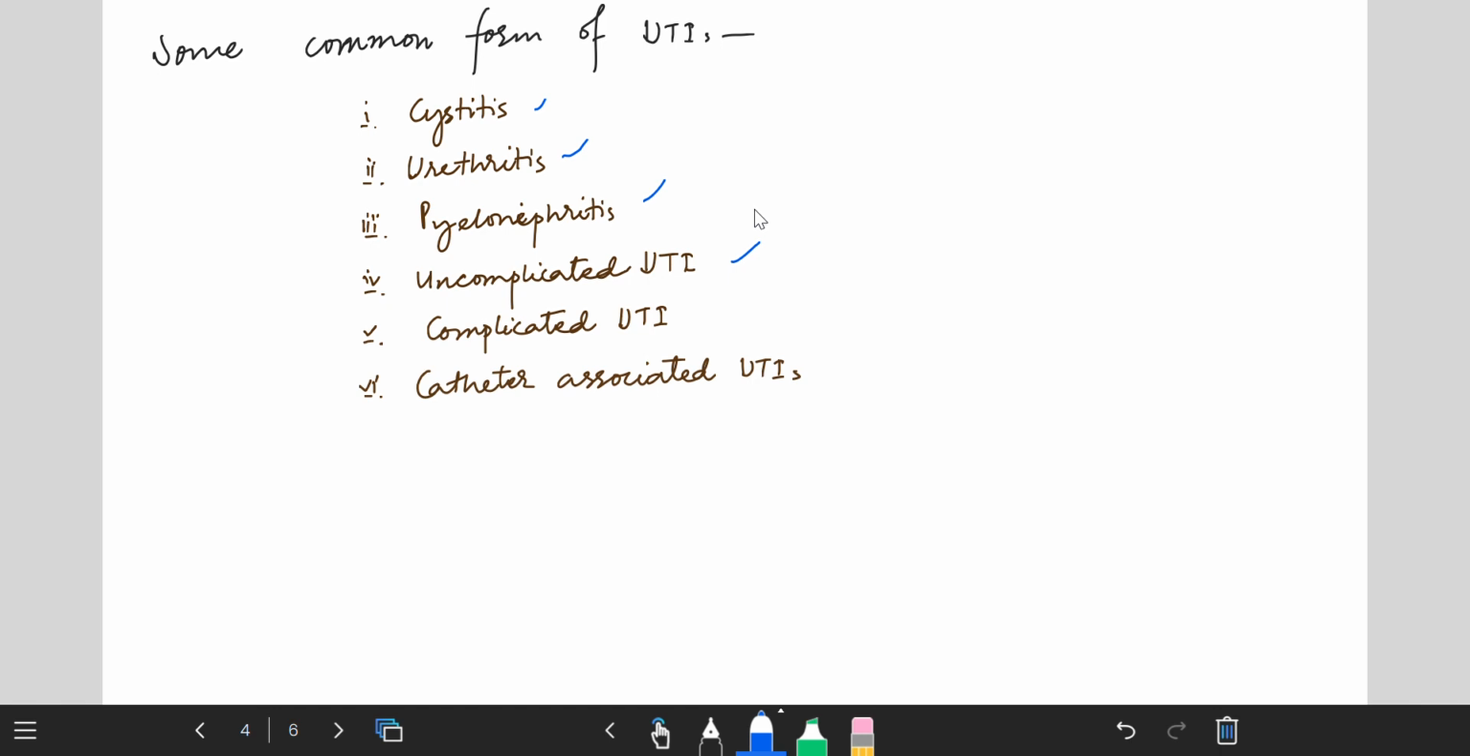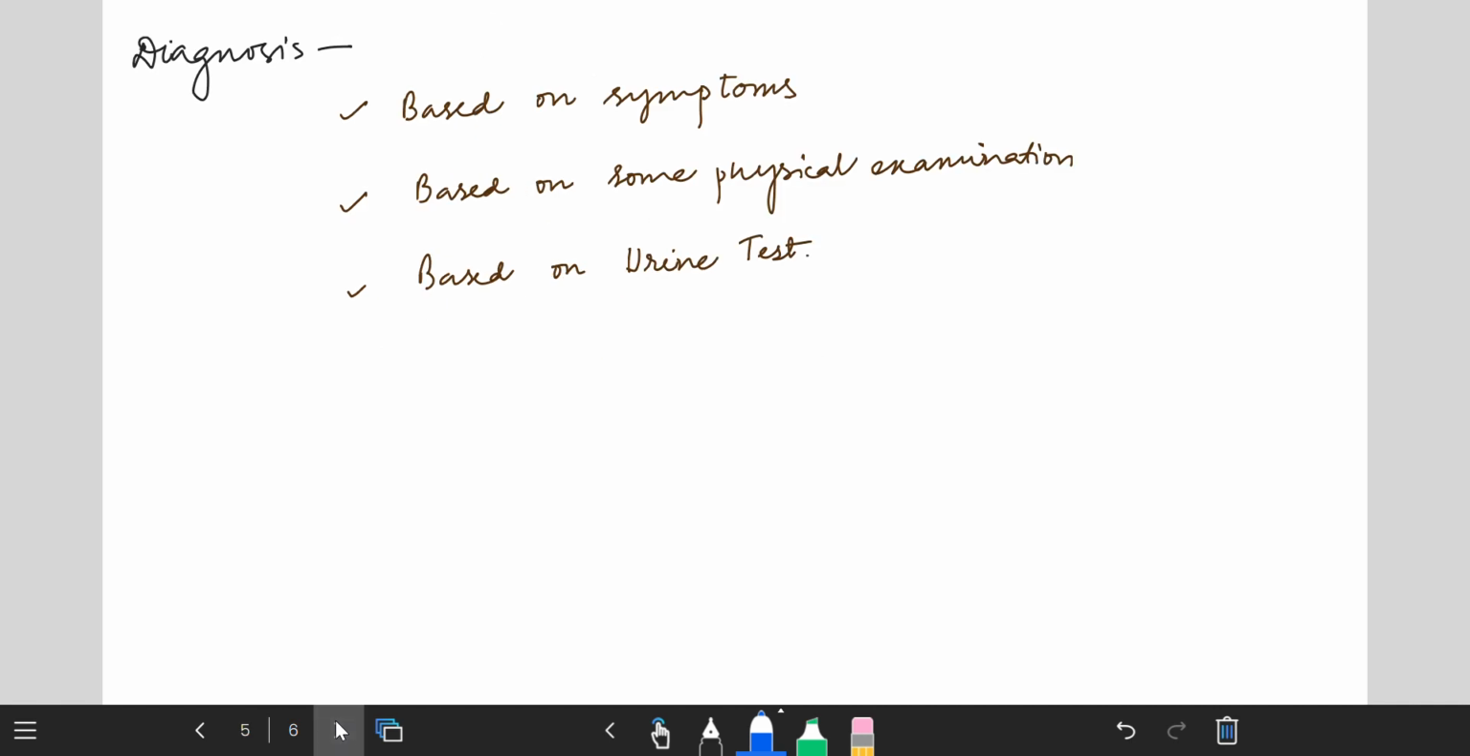Uncomplicated UTIs are when healthy individuals without any physical and functional defect get infected with UTIs. And complicated UTI is when a person with a blockage or obstruction in the urinary tract has UTI. This kind of patient is known to have complicated UTI. Catheter associated UTI means if the person has recently been catheterized in the past 48 hours, that is catheter associated UTI.